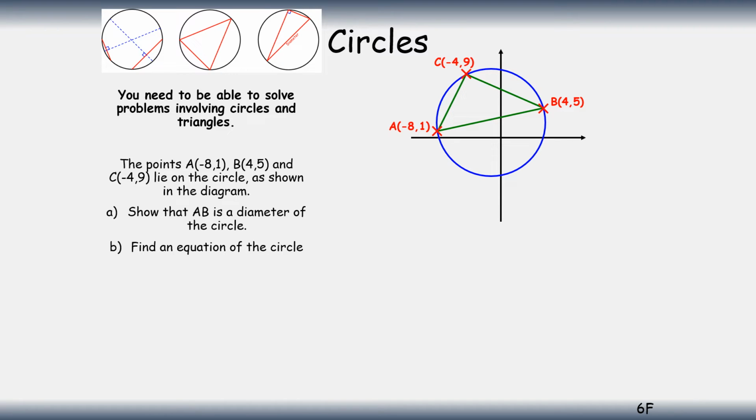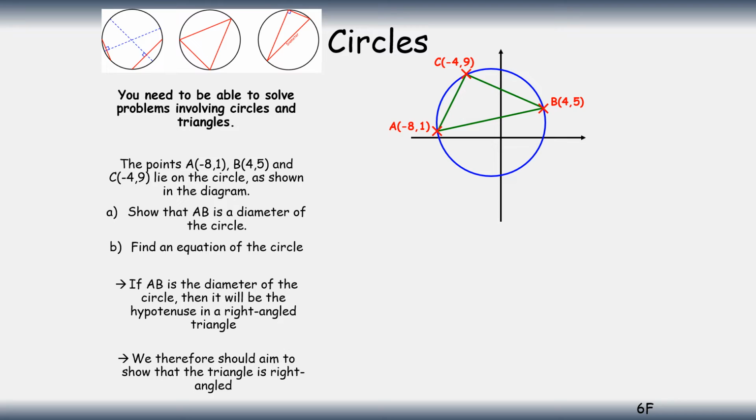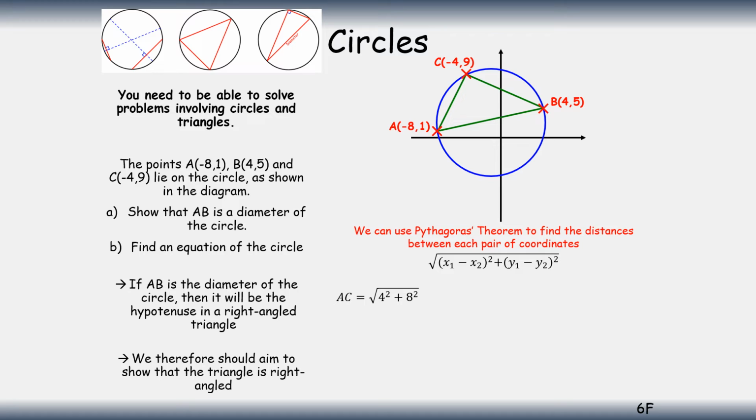So we want to find the equation of the circle. If AB is the diameter of the circle, then you should have a hypotenuse in a right angle triangle. So if we use Pythagoras' theorem and look at the difference in the x values, square it, plus the difference in the y values, square it, the distance of A to C would simply be root 80.